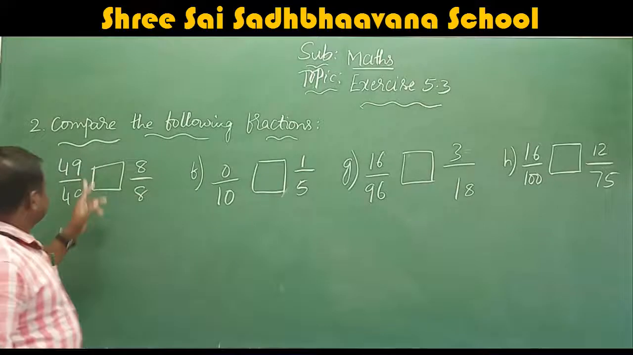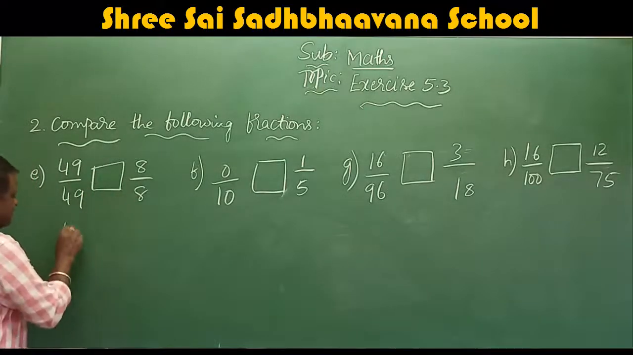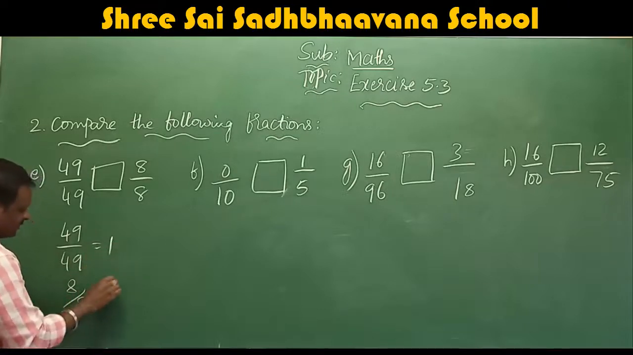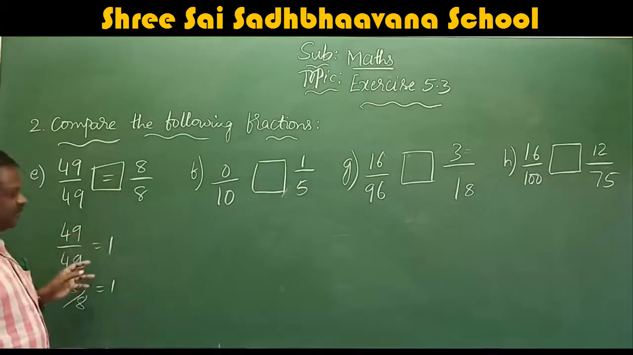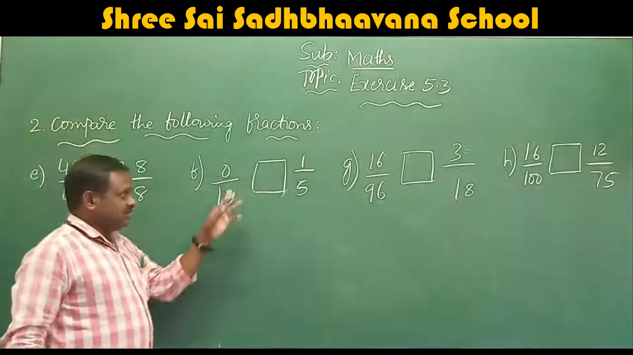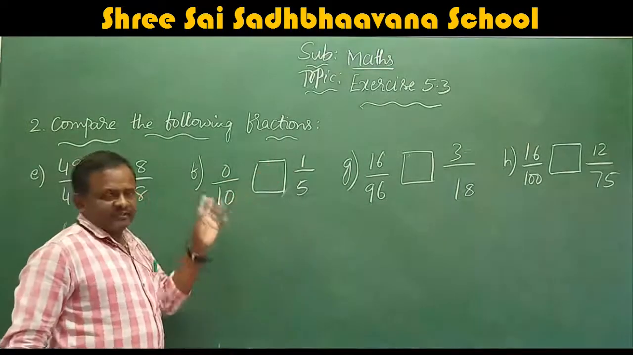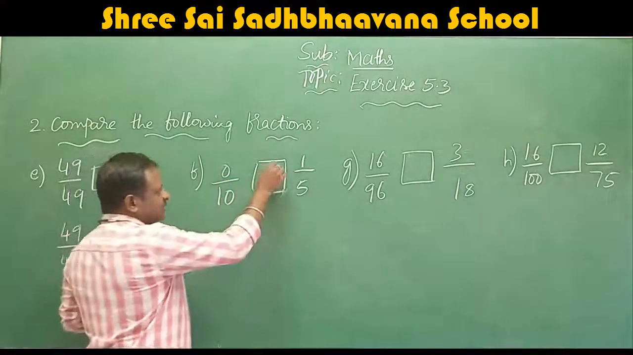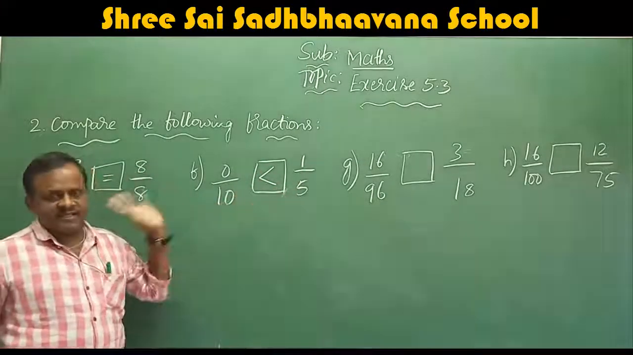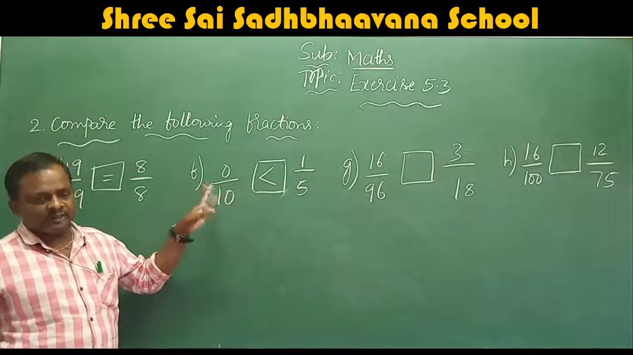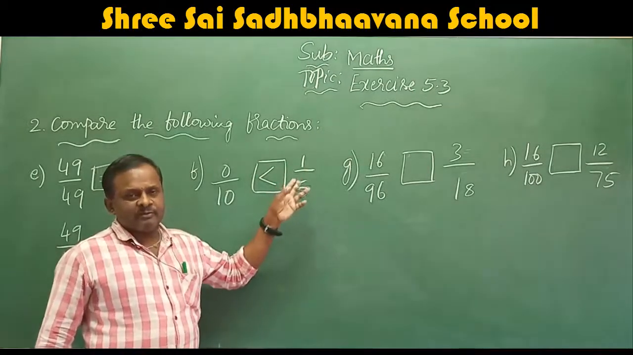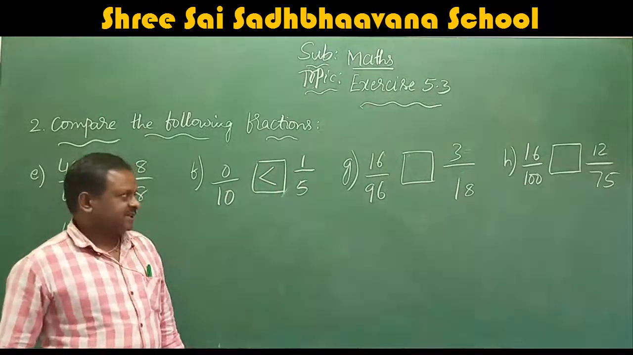Yes. Next. 49 by 49, 8 by 8. You know very well, 49 by 49 means 1. 8 by 8 also means 1. So, equal. Here they are given 0 by 10, 1 by 5. 0 has no value, so this is always small. We will write 1 by 5 as the greater number, because 0 by 10 means no value at all, while 1 by 5 has some value.